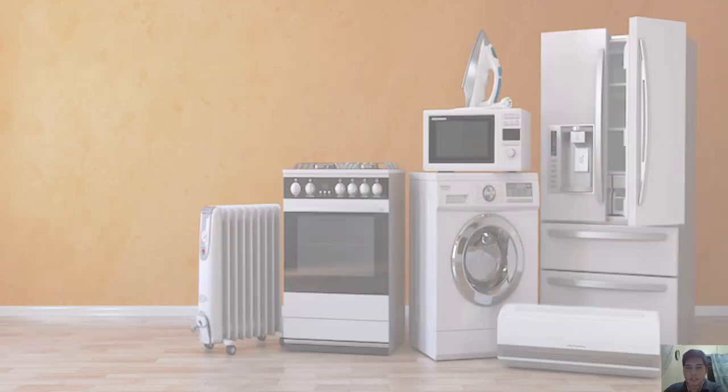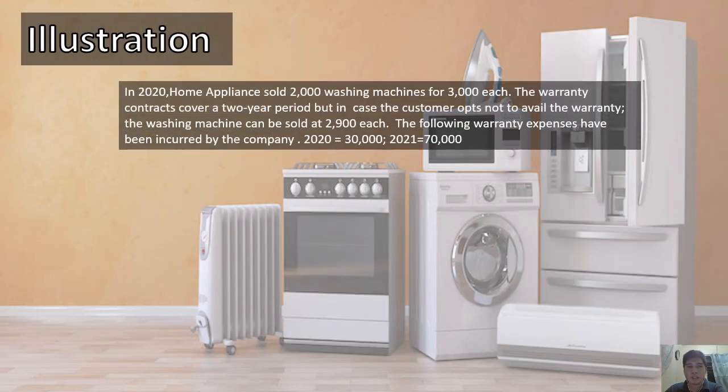Okay, so let's have another illustration. Let's say in 2020, Home Appliance sold 2,000 washing machines for 3,000 each. The warranty contracts cover a 2-year period, but in this case, the customer may opt not to avail the warranty. In case the warranty will not be availed by the customer, the washing machine can be sold at 2,900 each. The following warranty expenses have been incurred by the company. During 2020, it amounted to 30,000 and during 2021 amounted to 70,000 pesos.